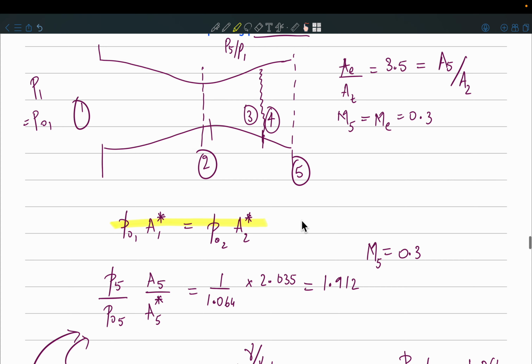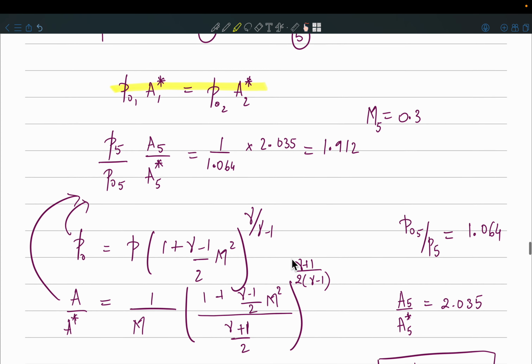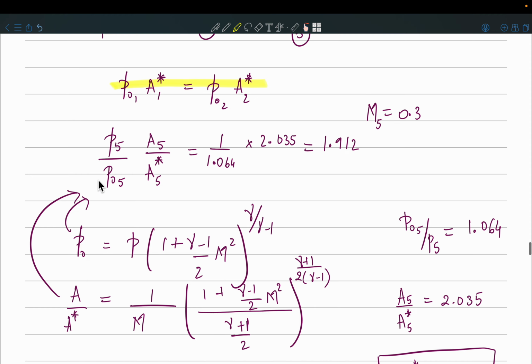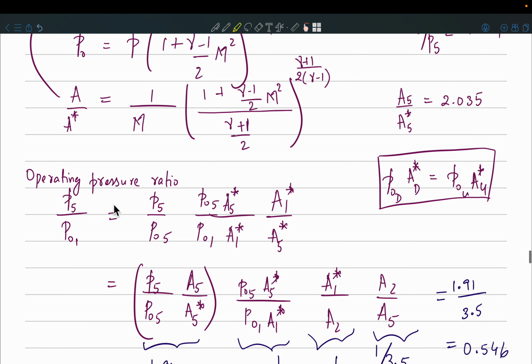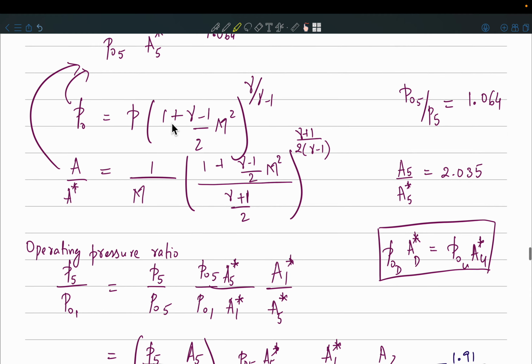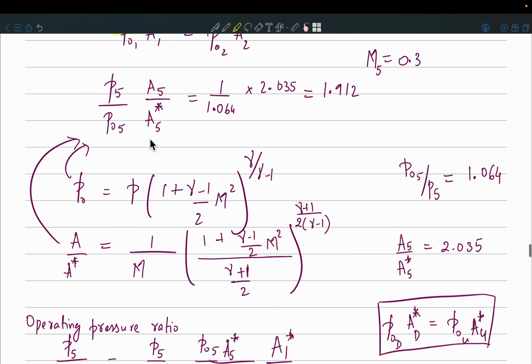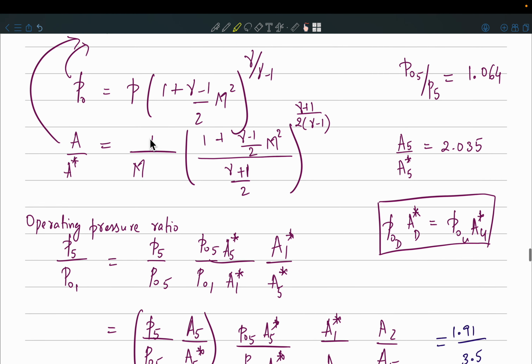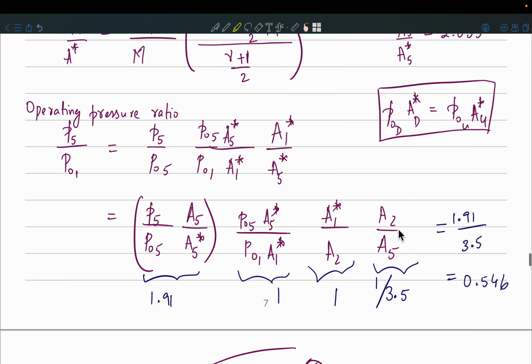Why can we define this? Because we know the Mach number. Because the Mach number is given, I can find P0 by P and A by A star. So we found this relation. And then for the operating pressure ratio, which is P by P0, P5 by P01, I will use this P5 by P05, A5 by A5 star. These are the values I know. And I also know the throat area ratio, A2 by A5, throat and exit area. That's why we included this particular value A2 over here. So you should be able to write this kind of cascading ratios to get your operating pressure ratio.